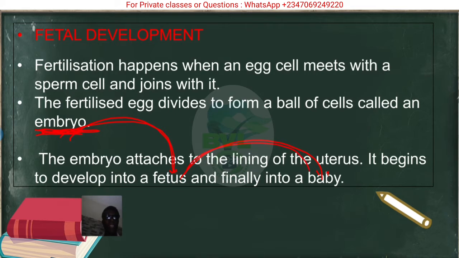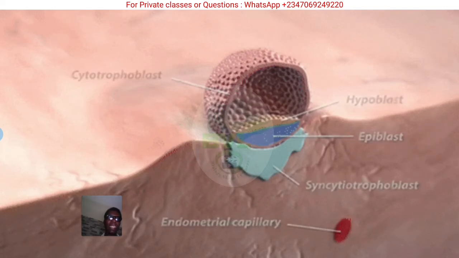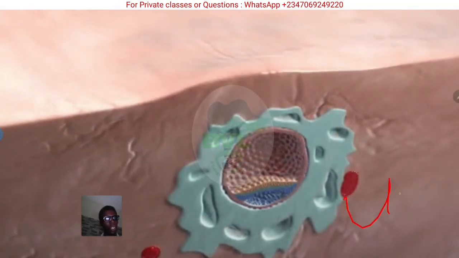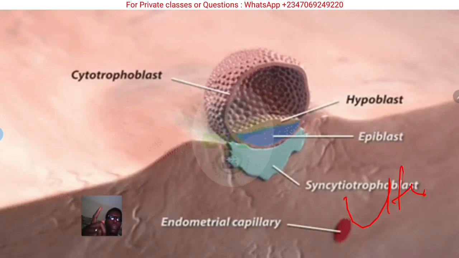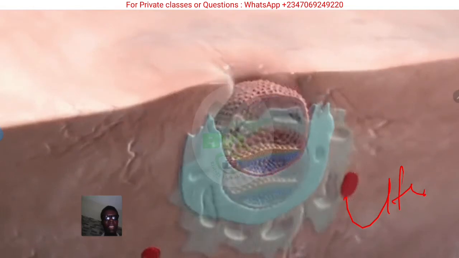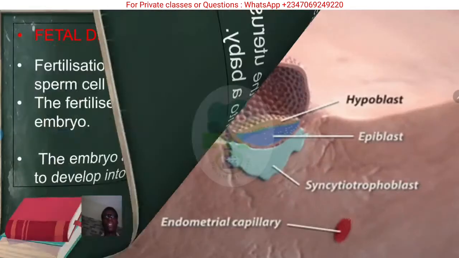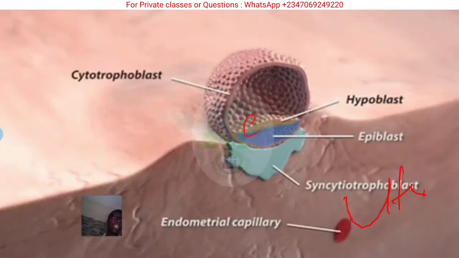Let's check this out right now. So this is an embryo getting implanted, or getting attached to the wall of the uterus. So this is the uterus wall. That's the lining that's built up for the baby already. Can you see that this is the embryo getting attached like that? So that is implantation. It says the embryo gets attached to the lining of the uterus. It begins to develop into a fetus and into a baby. So let's see what that looks like right now.